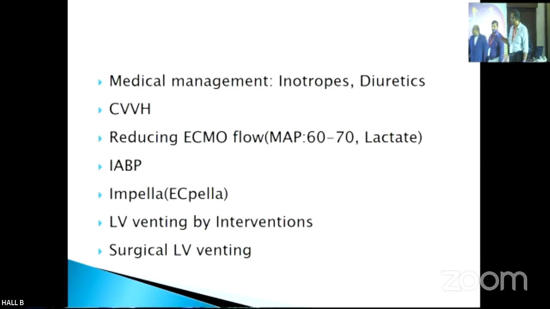So instead of going to this method, we actually go for LV venting. LV venting can be done by thoracotomy. In an enlarged heart, you can feel the apical impulse in the fourth intercostal space, just lateral to the midclavicular line. If you place your finger there, you are able to feel the heart. So make a small incision there, place a vent, and then drain the LV. That is the best way to empty the left ventricle.